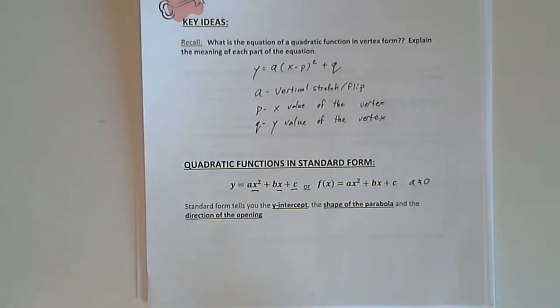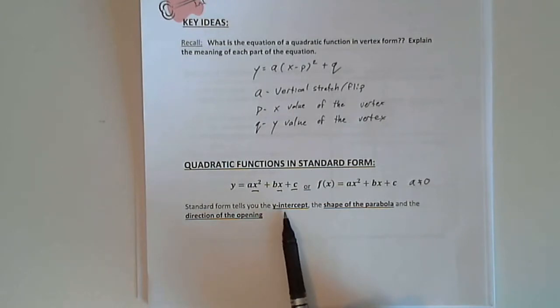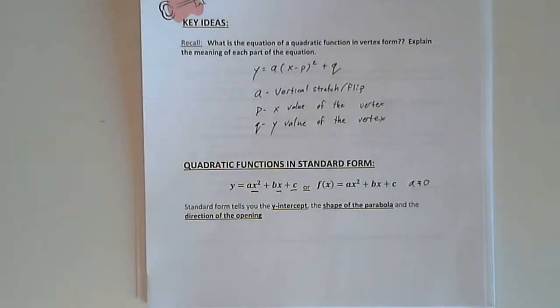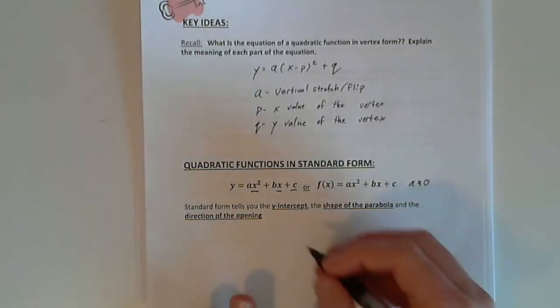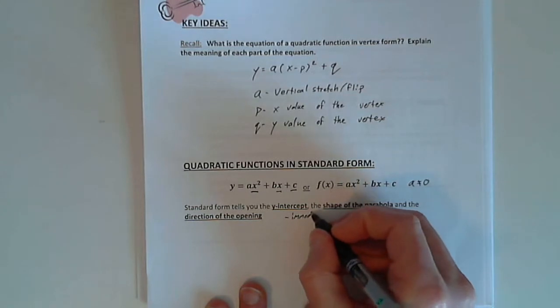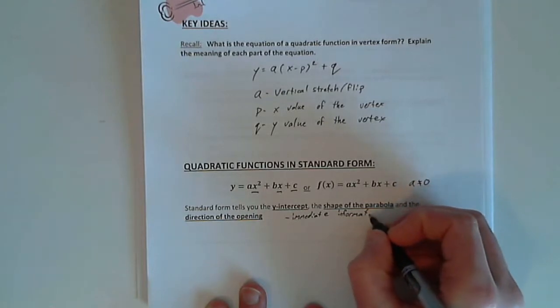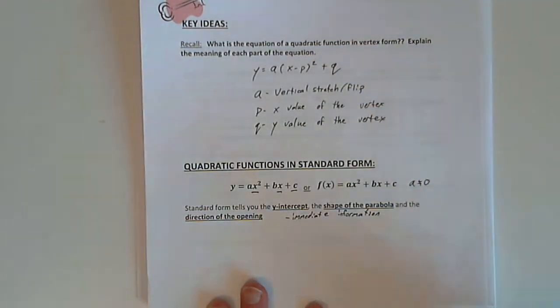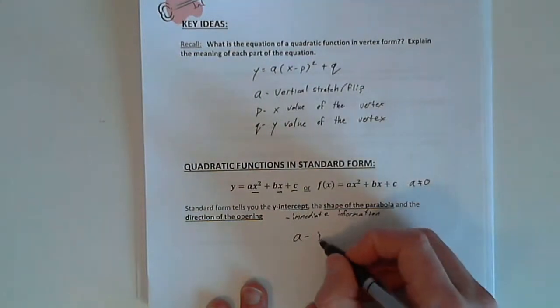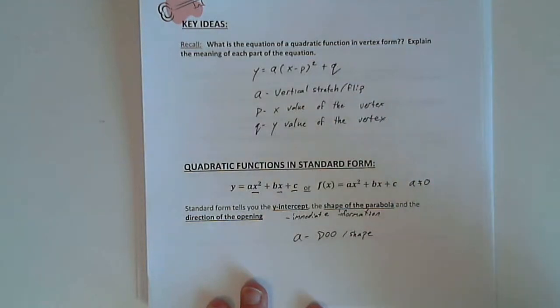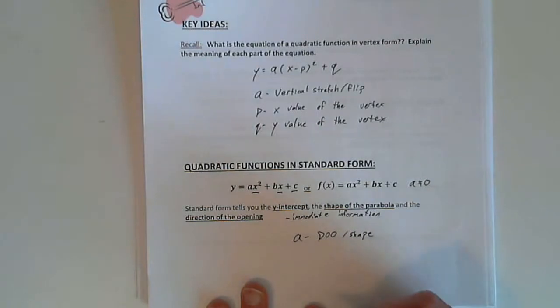Standard form tells you, as we've already talked about together on the first day, the y-intercept, the shape of the parabola, and the direction of opening. All of this is our immediate information, I call that immediate information. You should be able to tell that in about 2 seconds. a is going to be the direction of opening and also the shape. If a is a higher number, it's going to be a sharper U shape. And if it's a fraction or something, then it's going to be a really wide U.